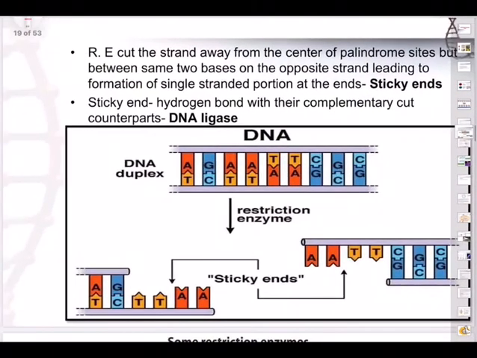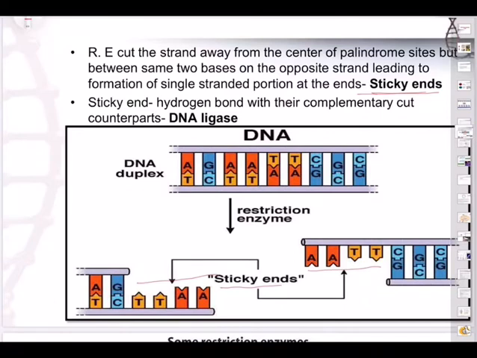Now restriction endonucleases cut the strand away from the center. Look at this, it's cutting away from the palindrome center, but between the same two bases on the opposite strand, leading to the formation of single stranded portions at the ends. They are called sticky ends. And what is a sticky end? Look at this. Here you can see this is a sticky end and this is a sticky end.